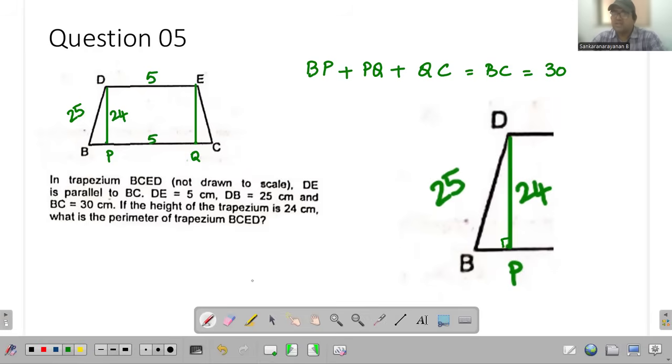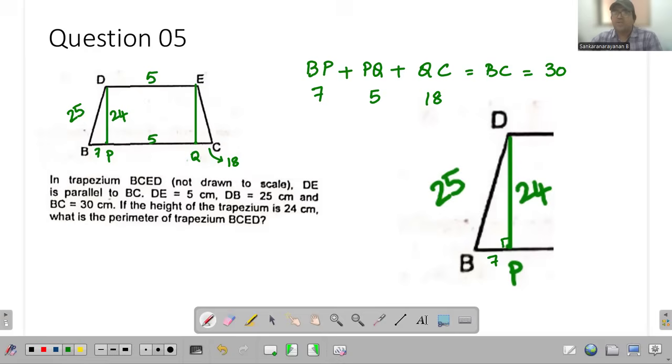From this, can you not see that BP will be the square root of 25 squared minus 24 squared? That comes as 49, and the root of that gives you BP. So BP has to be equal to 7 centimeters. So BP is 7, PQ is equal to 5. Will that not give me QC, equal to the remaining 18? So 18 plus 7 plus 5 is equal to 30. I get QC here as 18 centimeters.